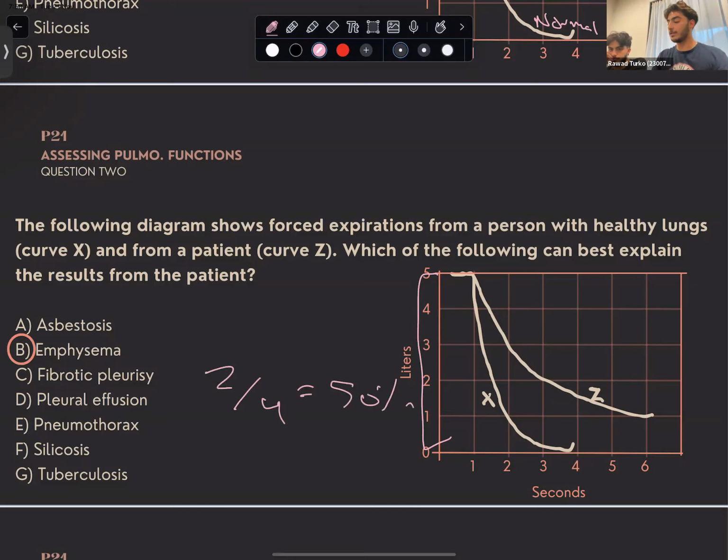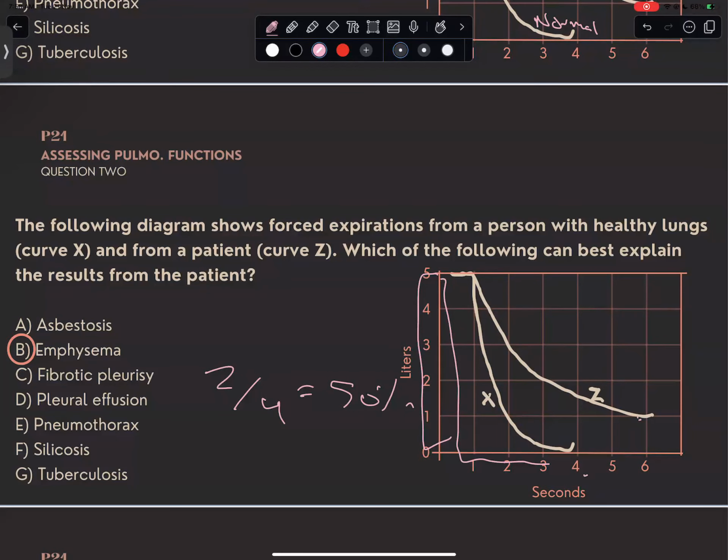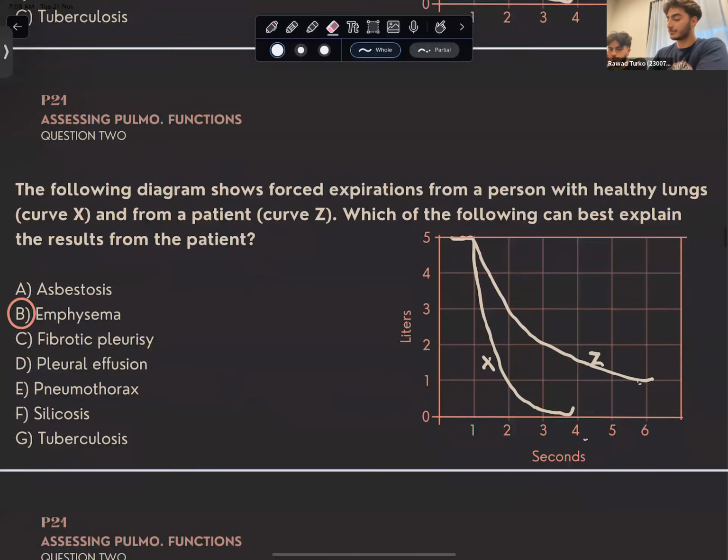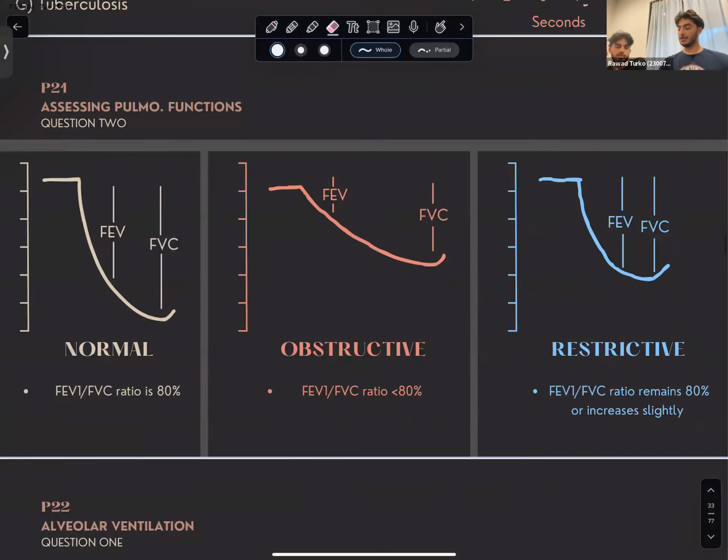You're right. Because you're not going all the way down like in the normal patient, you're going down to here. What does this immediately tell you? The fact that you're not going all the way down to 0, what does that tell you? That it's an obstruction. Perfect. You can't exhale all the way out. You're having trouble exhaling, which means immediately it's an obstructive disease. That's why you get emphysema. So I added a little bit of a cheat sheet for you guys.